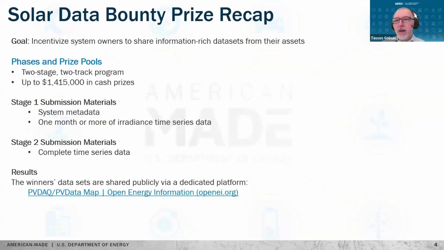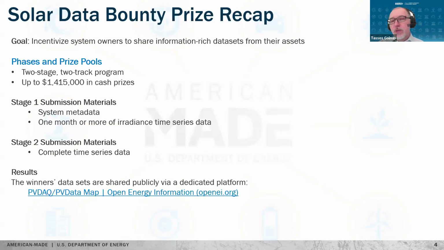We had about $1.5 million in cash prizes. We didn't give out all of them, so there was still money on the table when the prize ended. The prize itself manifested in 2 stages. In the first stage, we got system metadata, so we knew what kind of systems we were going to have in the competition, as well as irradiance data from those locations to make sure that we didn't have any scam applications.